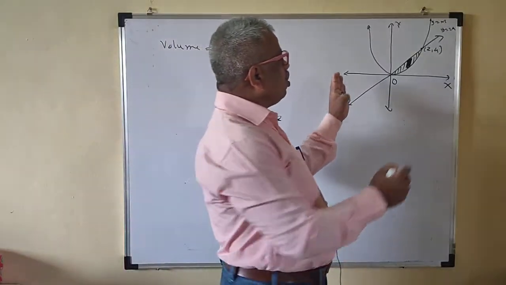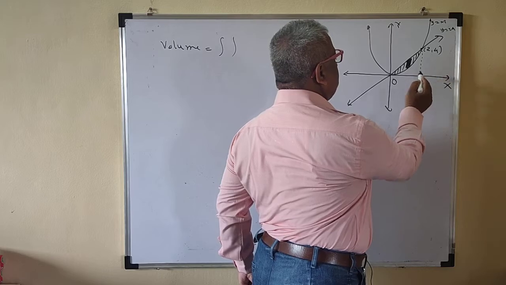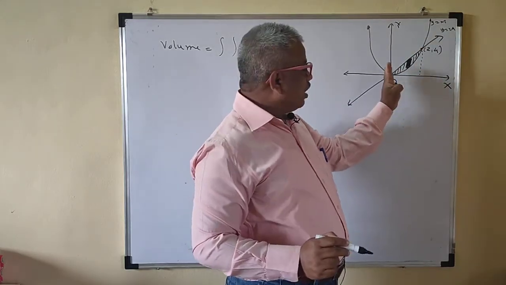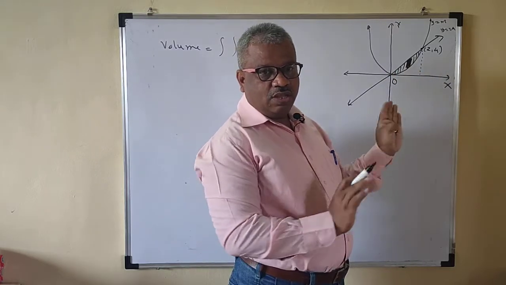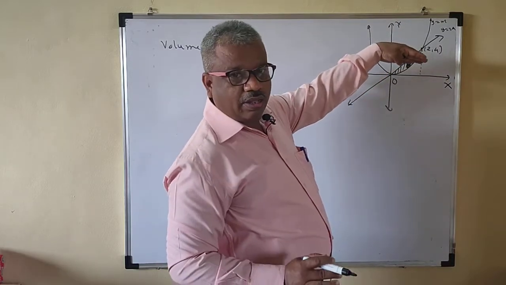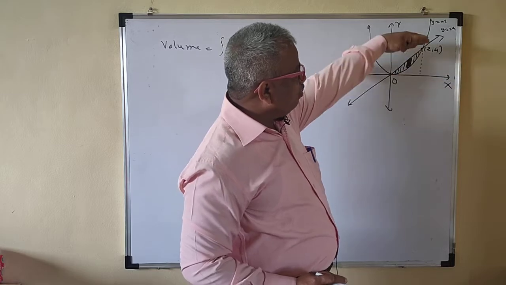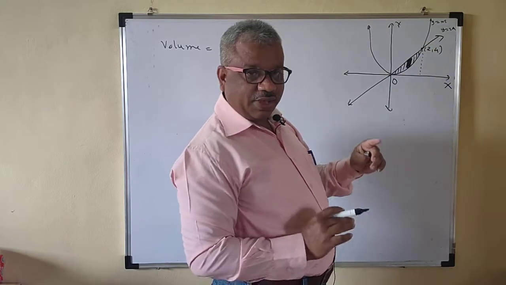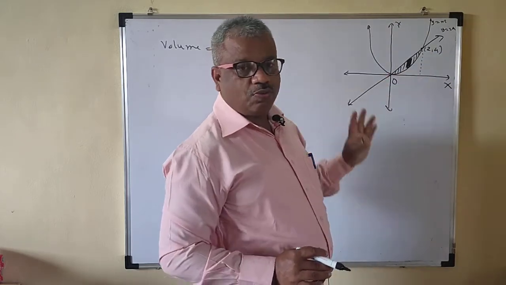So the limits of x: the line x equals 2 means x will be from 0 to 2. X lies between 0 and 2, right? Or if you want to find the limit of y, if your strip is parallel to the x-axis, y lies between 0 and 4, right? If your strip is parallel to the x-axis, then you have to write the limit of y as a constant. So that is 0 to 4 here.